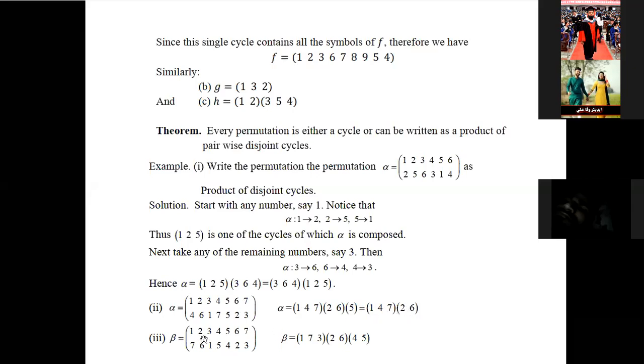Again, in this example, 1 goes to 7, 7 goes to 3, 3 goes to 1. So one cycle. Again, another 2, 6, 6, 2. Second cycle. 4, 5, and 5, 4. Third cycle. Now again, there are 3 cycles. 3 cycles are disjoint. It means every permutation is either a cycle or can be written as a product of pairwise disjoint cycles.